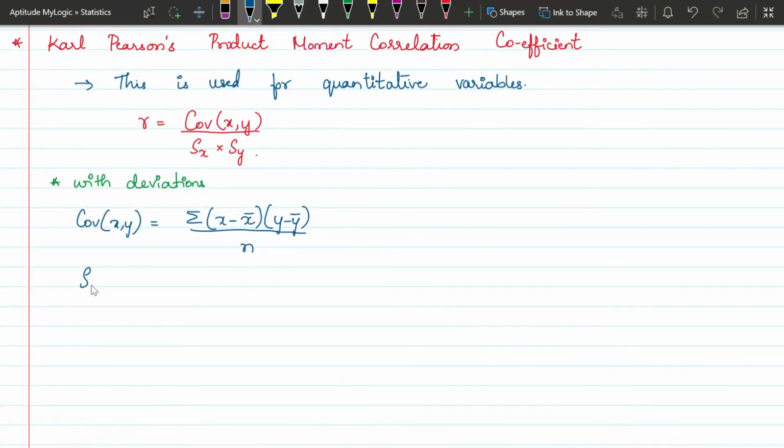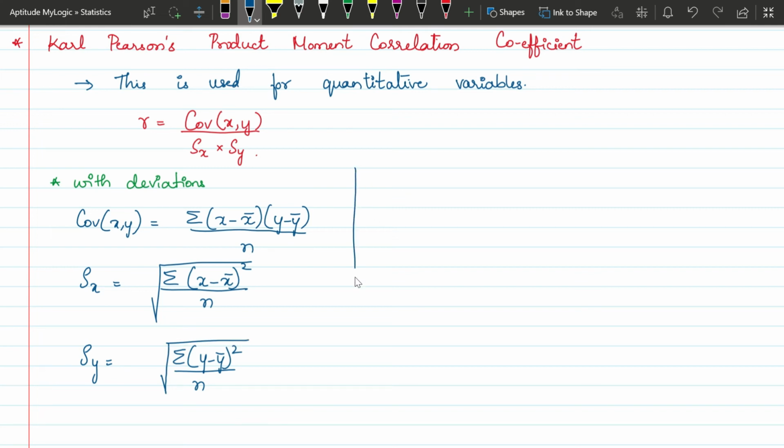Then standard deviation of x is equal to the root of sum of deviation squares divided by n, and standard deviation of y is the root of sum of squares of y deviations divided by n.